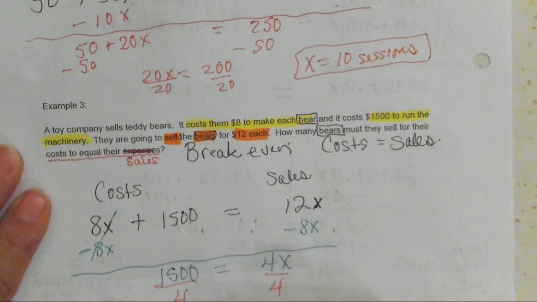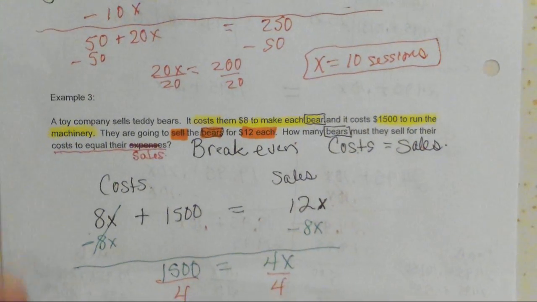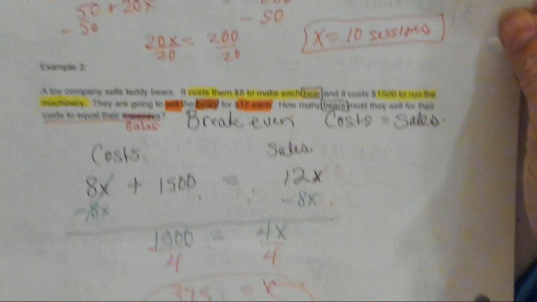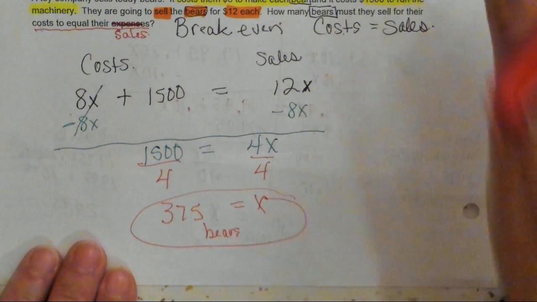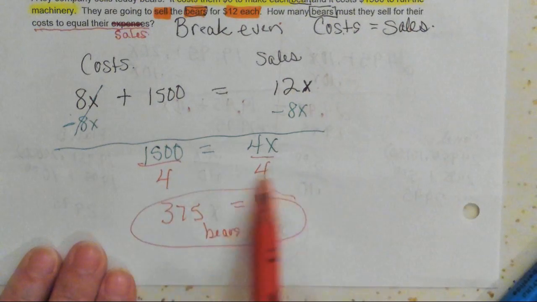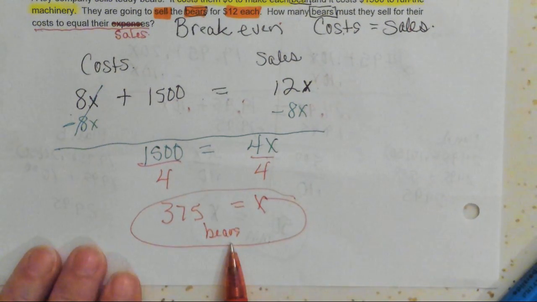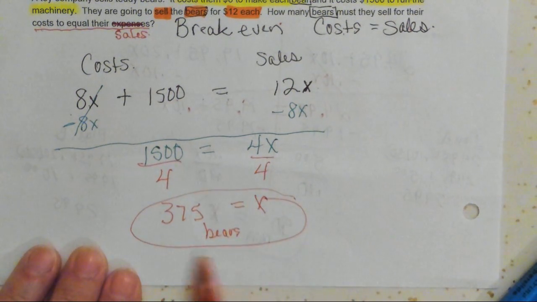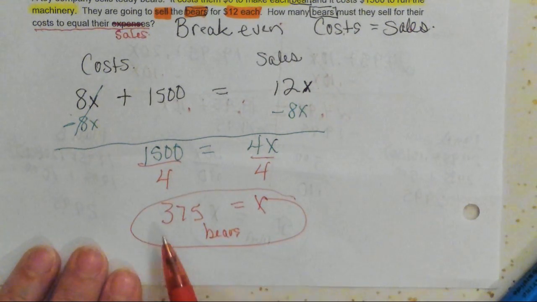So understand the meaning of this. That means if I sell 375 bears, let me show all that. So I subtracted the 8x, I've divided by 4. If I sell 375 bears, I've only made enough to pay for my bills. So I haven't actually made any money until I sell more than 375 bears.